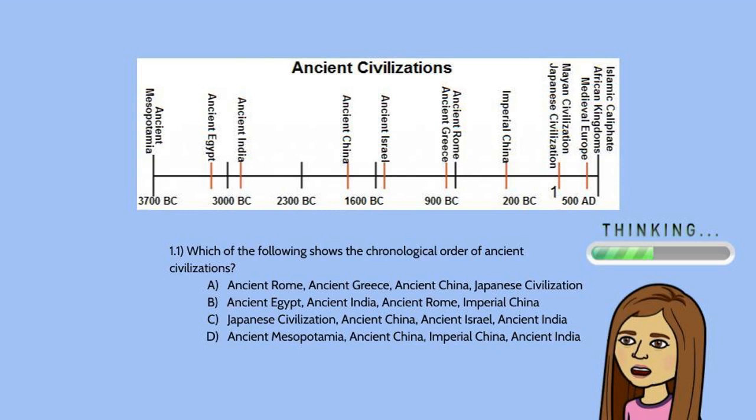Let's see, ancient Egypt is right here. So next in this choice, ancient India. Ancient India, good. Next, ancient Rome. Ancient Rome, yes. And then Imperial China next. Yes. So the answer here would be B.